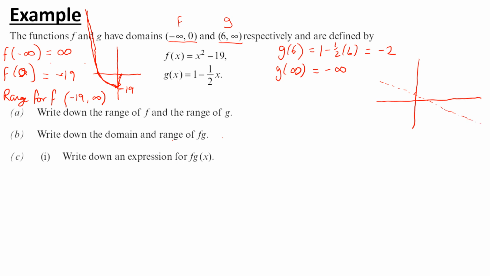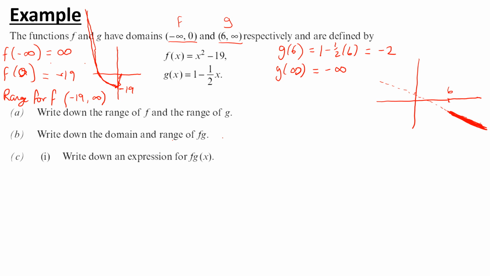Now I need to work out which part of this graph I actually need. We're looking at the domain. I'm only looking at x coordinates between 6 and infinity. So I'd find where 6 is on the graph, and I only actually need from 6 to infinity, so this part of the graph here.